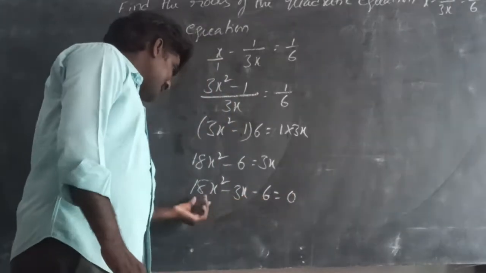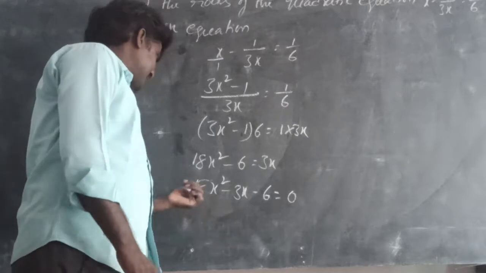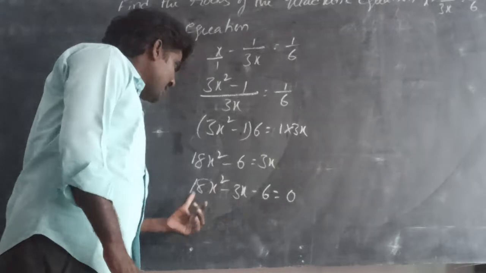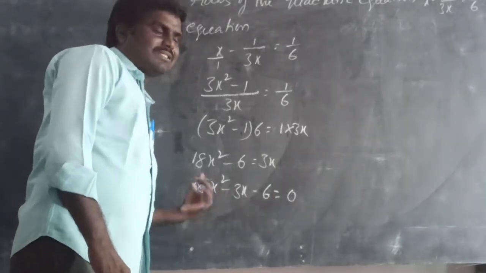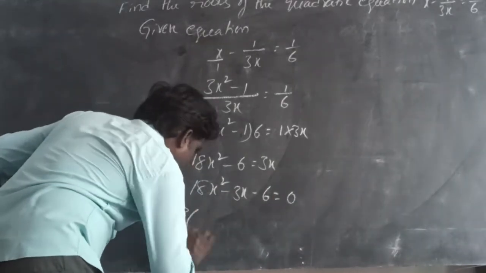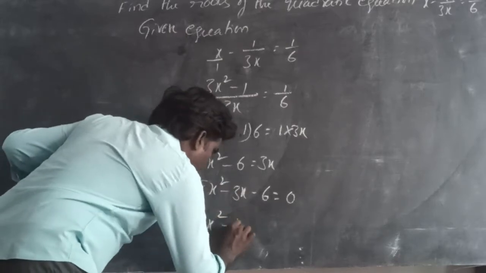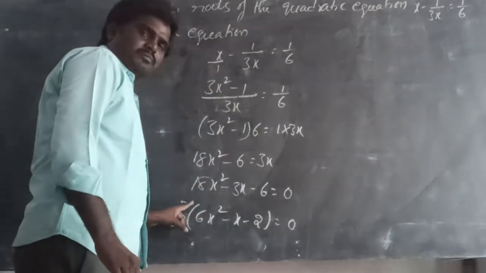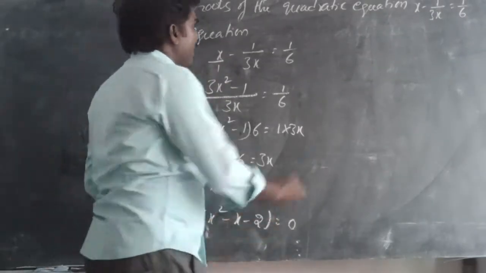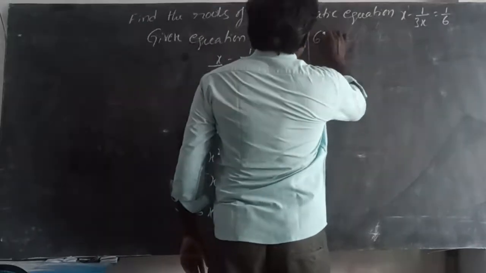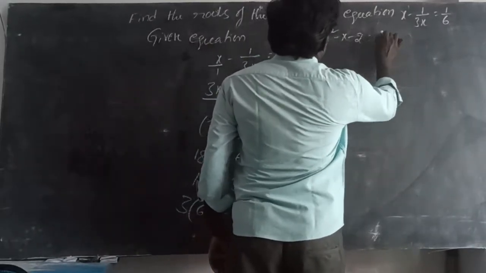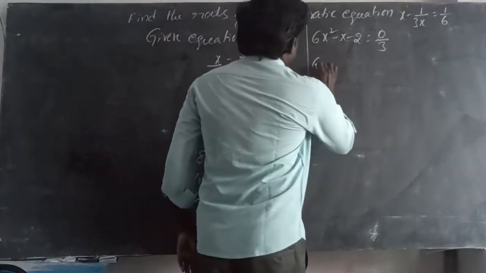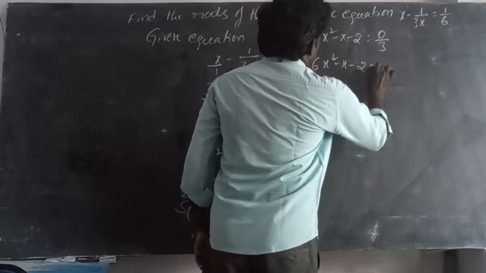Okay, in these 3 terms, what is the common term? 6 is 3 times 2, 3 into x, 3 times 2. In these 3 terms, what is the common factor? 3. So taking 3 outside, that is 3 of 6x square minus x minus 2 is equal to 0. Here 3 is multiplied; this goes to the other side and divides. So 6x square minus x minus 2 is equal to 0 by 3. And 0 by anything, you get 0. So now 6x square minus x minus 2 is equal to 0.